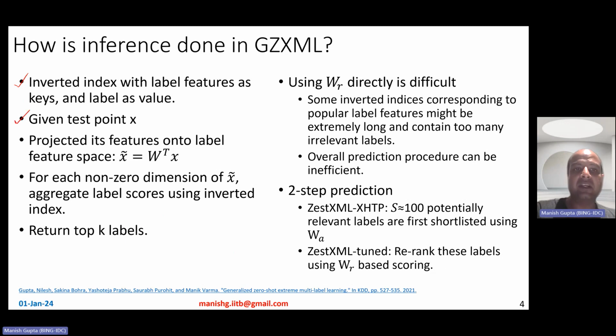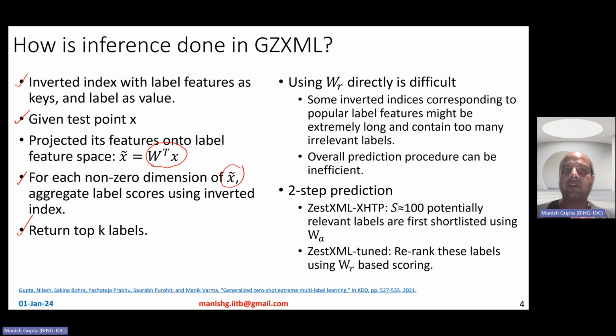Now, when a test point comes in, you project that test point into the label space by computing W transpose X. Then for every non-zero element in this revised representation, you look up the inverted index for that particular word, get the relevant labels, aggregate the label scores across all of them, and return the top K labels. It is as simple as that. So inference is essentially supported by the inverted index.